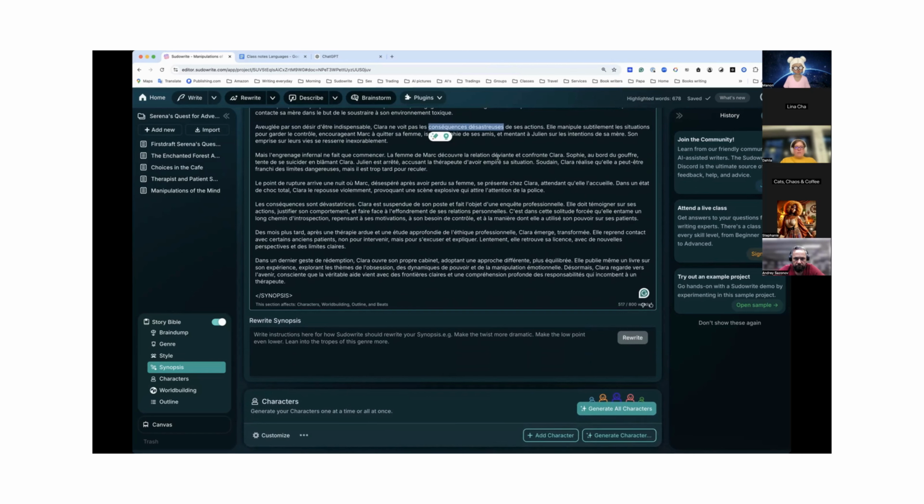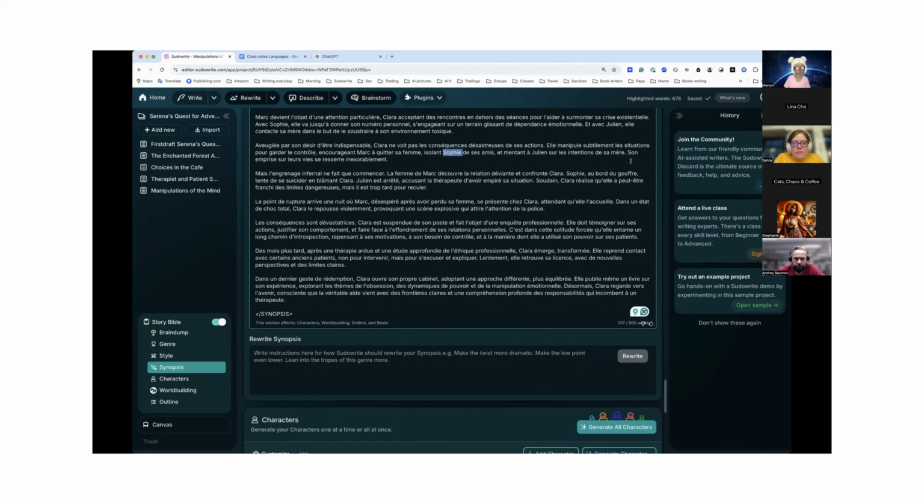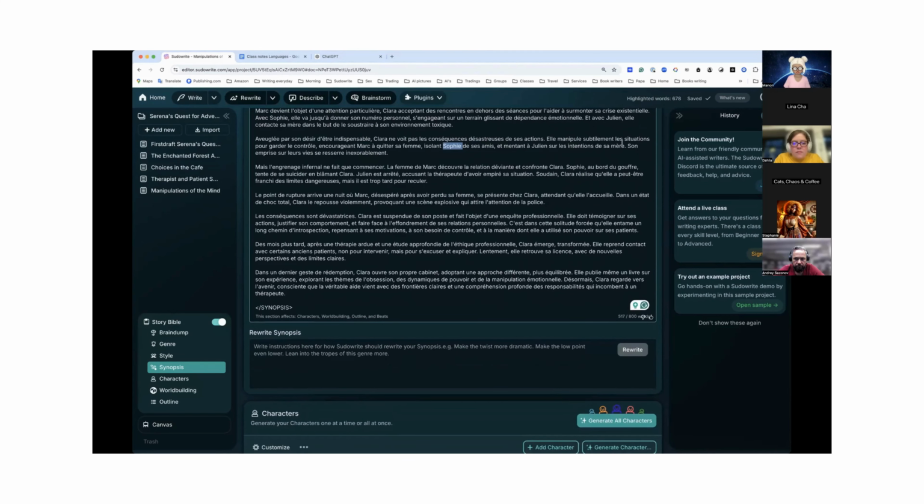The manipulation, the situation. She tries to keep control and she tries to encourage Marc. So there's a lot of people in this thing. So we have 4 characters already. Then we have Sophie, that's a friend, who tells lies to Julien. Okay. So, on the attention of his mother. So son emprise sur sa vie se resserre. So there's a lot of manipulation. It's going to be a very interesting story, and so unethical, which makes for very good reading. Yeah. So there's infernal. I don't know how to translate that. We'd probably say hellish in English for that, right? Yeah. Okay.